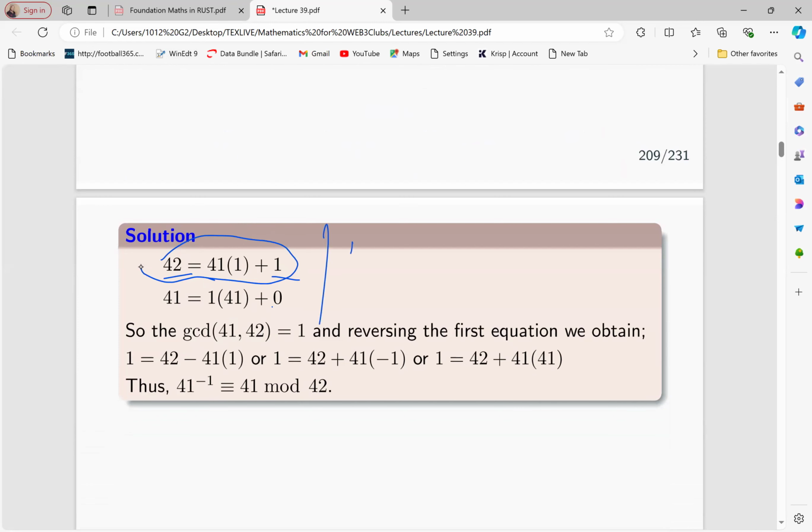When you reverse that, you get that 1 is the same as 42 minus 41 multiplied by 1. This is the same as 42 plus 41 multiplied by negative 1. Now, we want the inverse of 41. That is why I've written negative 1 beside the 41. So the inverse of 41 is negative 1 mod 42. But negative 1 mod 42 is 41. Is that okay? Yeah? So the inverse of 41 is therefore 41.